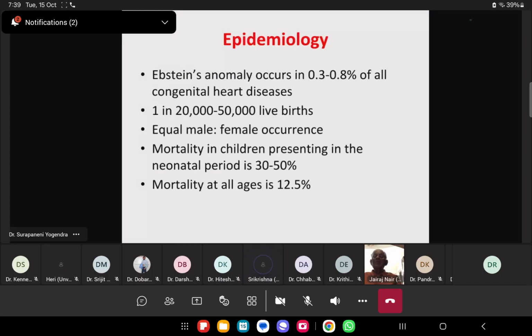Ebstein's anomaly occurs in 0.3 to 0.8% of all congenital heart diseases, or 1 in 20,000 to 50,000 live births, with equal male-female occurrence. Mortality in children presenting in the neonatal period is 30 to 50%. Mortality at all ages is 12 to 12.5%.